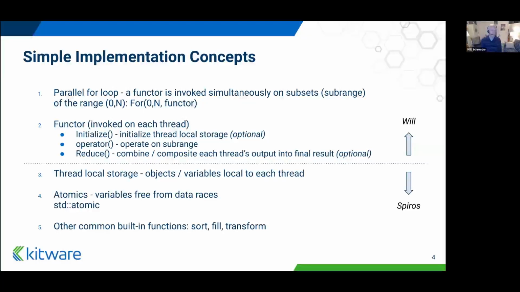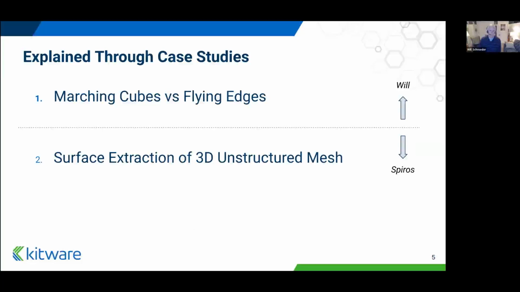He'll talk about atomics, which you need sometimes to prevent data races and to sort of lock or control execution, synchronize execution. And there are other common built-in functions typically in systems like sorts, fills, transforms. We won't be talking about that today, but they're typically out there. So the implementation concepts are parallel for with a functor, thread local storage, and atomics. So very simple to get your head around. I'll talk about marching cubes versus flying edges, and Spiros is going to talk about surface extraction of 3D unstructured meshes.